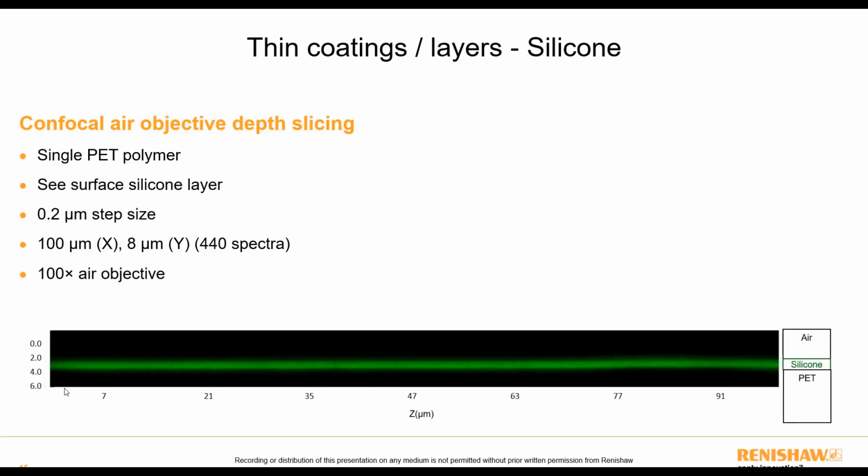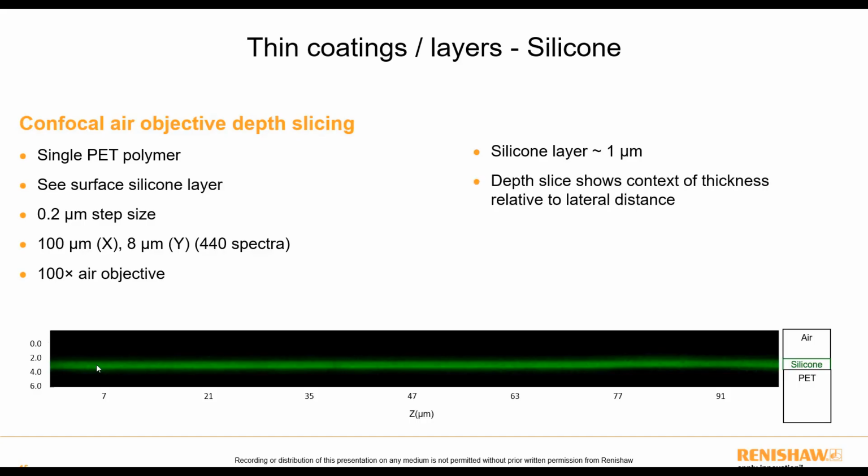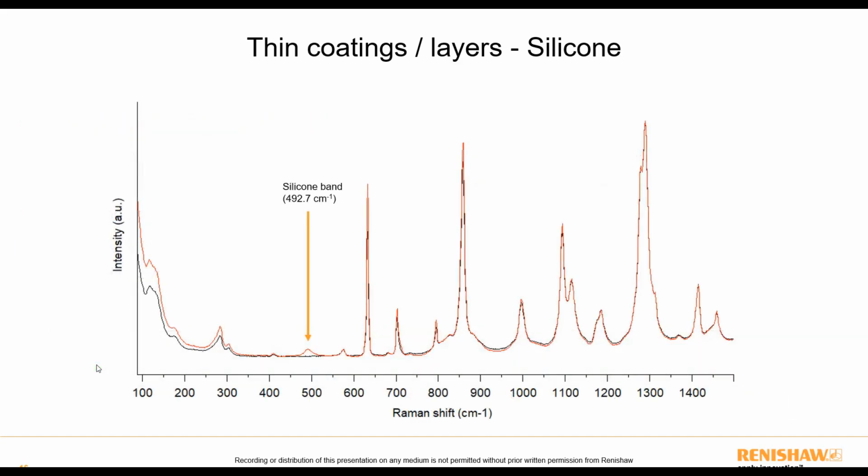And you can see I've got a depth slice. So this is my silicone layer. It's about 1 micron thick. Above this, I've just got air, and below that, we're going into the polyethylene terephthalate. And you can see here with the depth slice, again, you've got really good context and information about the uniformity of that silicone layer, how thick it is and how that varies, so that you can see how uniform this appears. The spectrum of the silicone is really quite weak compared to the PET itself.